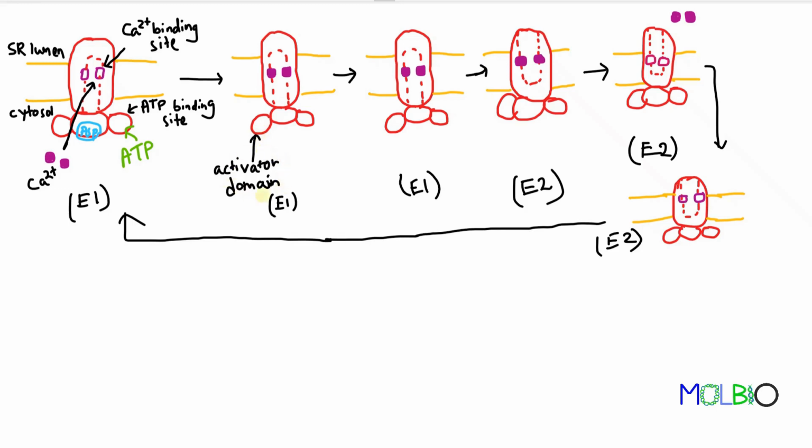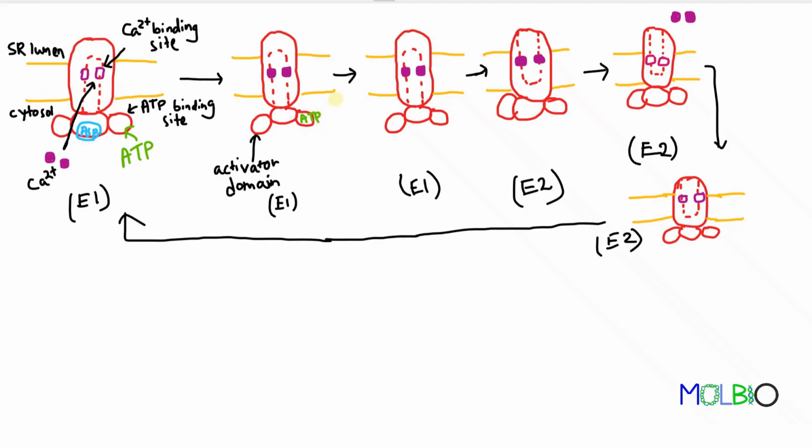Now this binding activates, there is an activator domain which activates the pump by phosphorylating the aspartate group from the ATP that was bound to the ATP binding site.